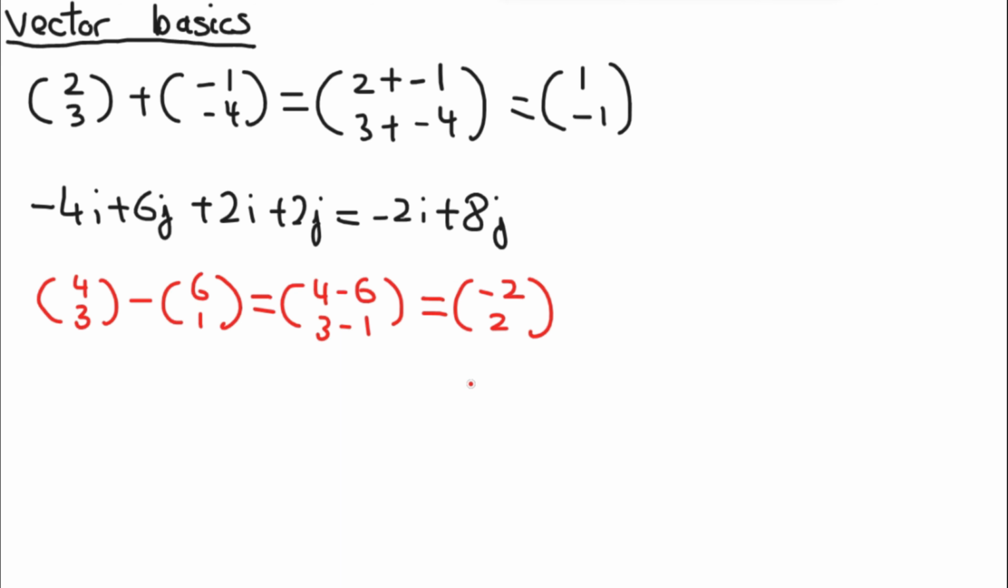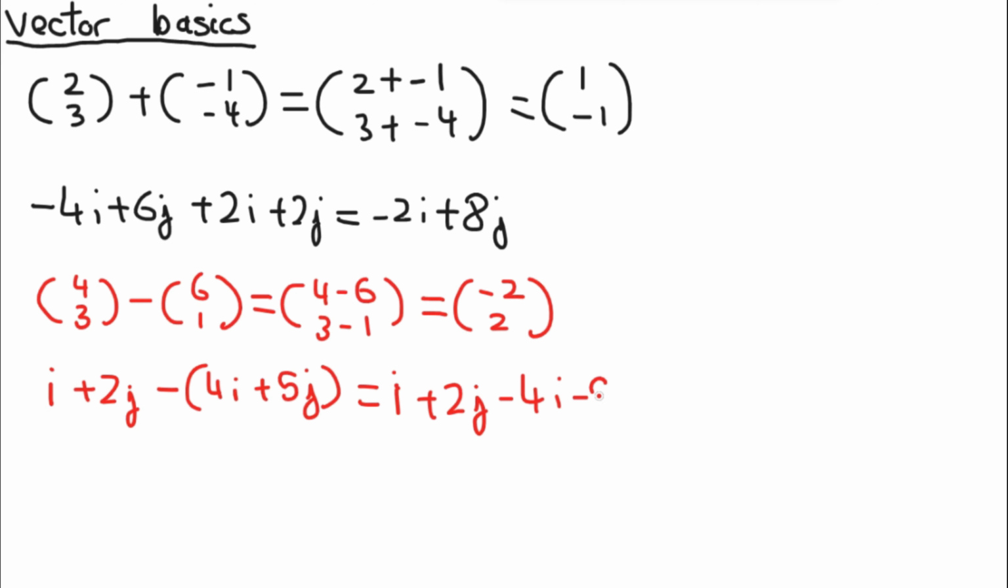Now, if it's in the i plus j form, it's the exact same thing. So, for example, let's say if we had i plus 2j, and we want to minus, let's say, 4i plus 5j. The important thing with this, remember, is to put brackets around the second vector, because we want to minus the entire thing, not just the first term. So please remember to put brackets around it. If we expand the brackets, it will be equal to i plus 2j, and then minus 4i minus 5j. Please remember to do this bit at the end as well.